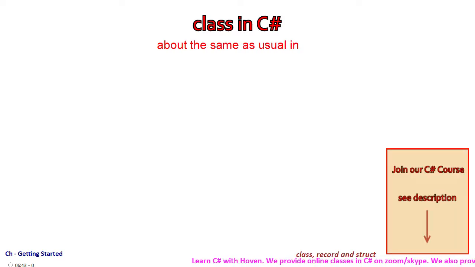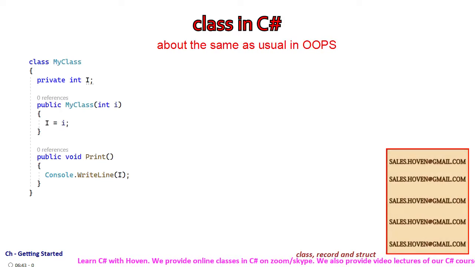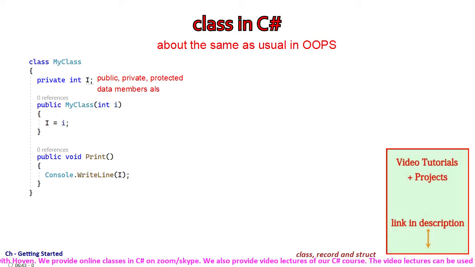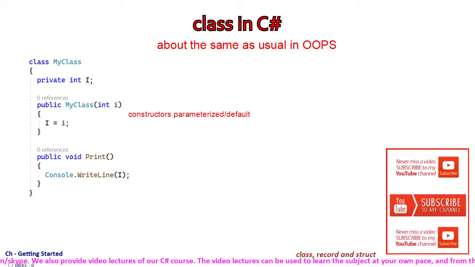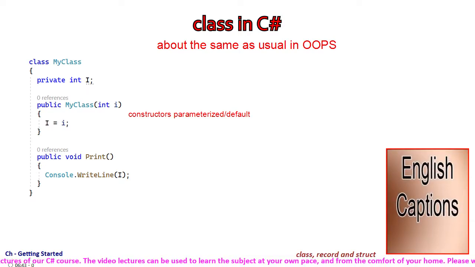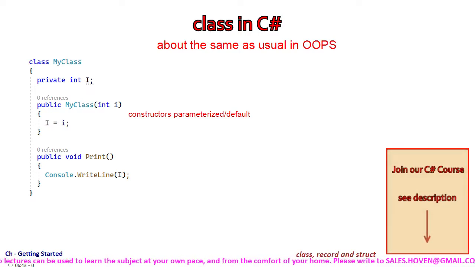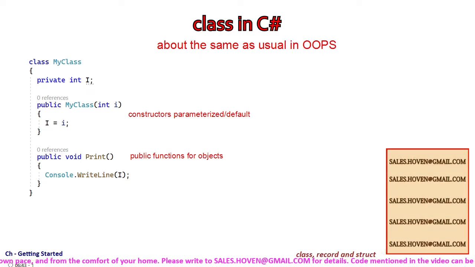A class in C# is about the same as in other object-oriented languages. Data members can be marked public, private, and protected. Data members are also called fields in C#. A constructor can be used to initialize data members. A constructor that accepts no parameters is called a default constructor, whereas a constructor that accepts parameters is called a parameterized constructor. Public functions or methods can be executed on the objects of a class.